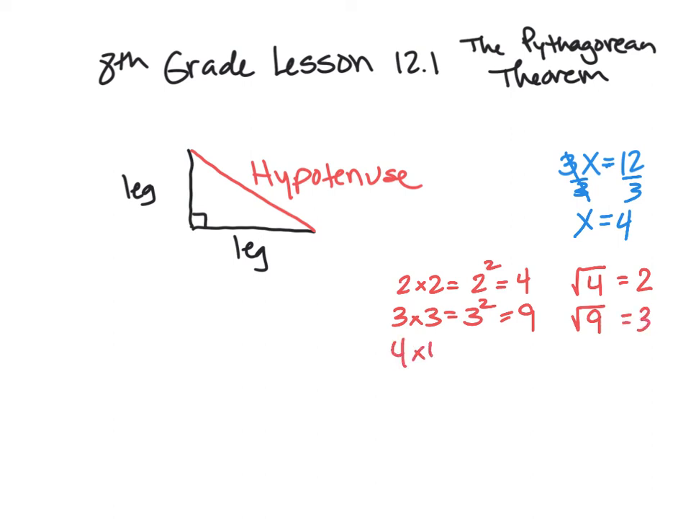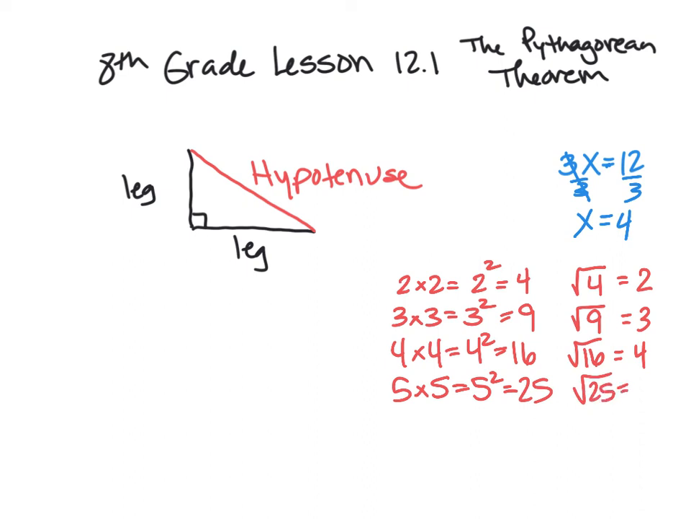4 times 4, I'll only do this a few more times just to get it nice and solid in your brain. You know that 4 to the second power is 16. That means the square root of 16, what number multiplied by itself gives us 16? Well, 4 does. 5 times 5, this is the last one that I'll do. 5 times 5 is 25. So the square root of 25 is, you guessed it, 5. Okay, so we've dusted off that cobweb because we're going to need the square root skill.